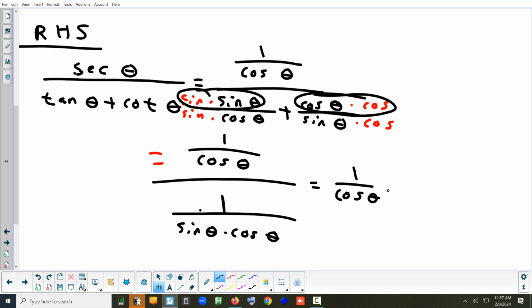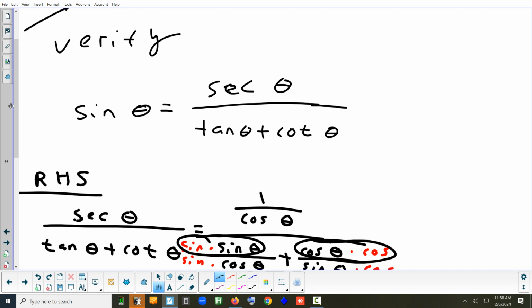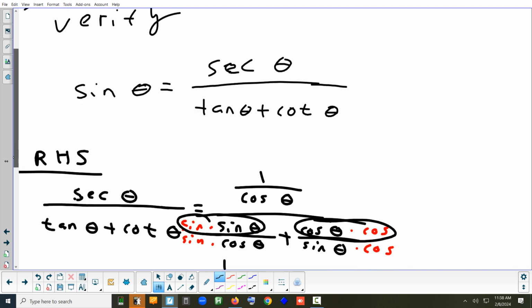Sine times cosine over 1. And now you are multiplying there. Cosine cancels. So the cosine cancels out. And what are you left with? Sine. You're left with just sine. Now you go back up and look and say, okay, is that what they said it should be? Yes, it is. So we simplified the right-hand side into sine.